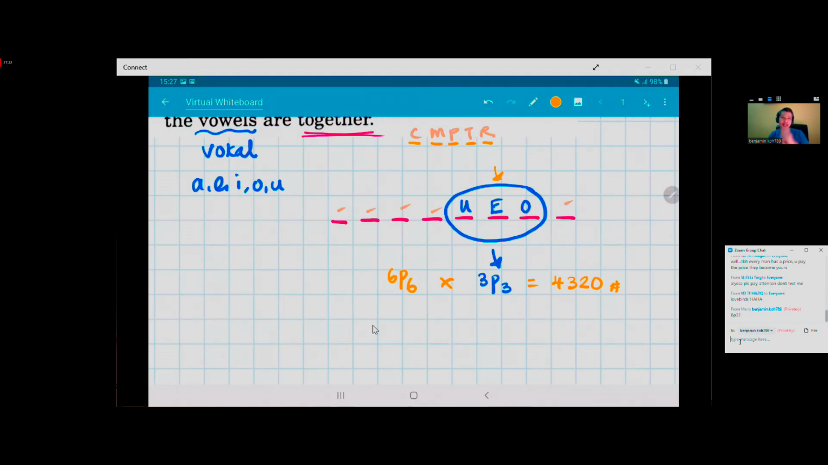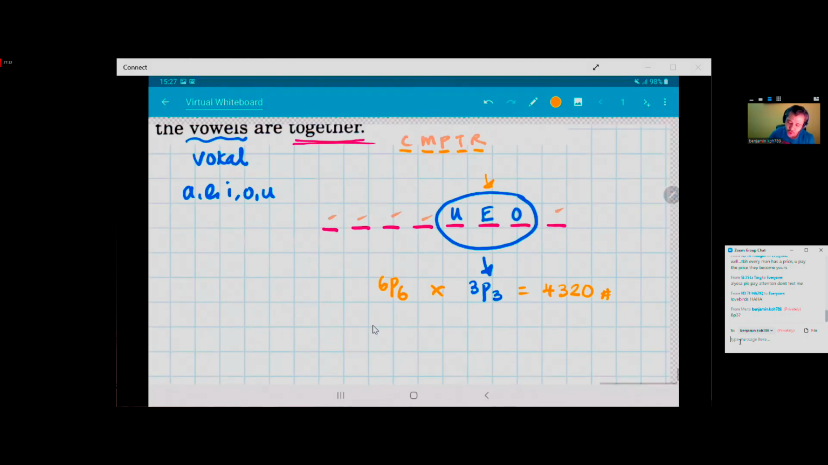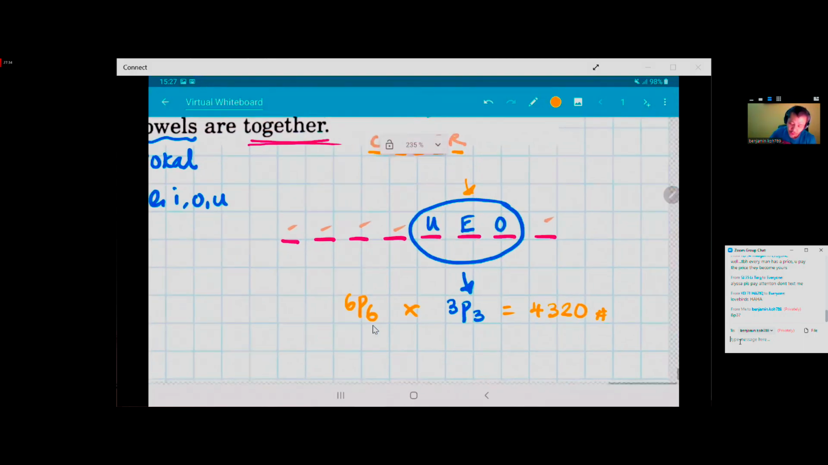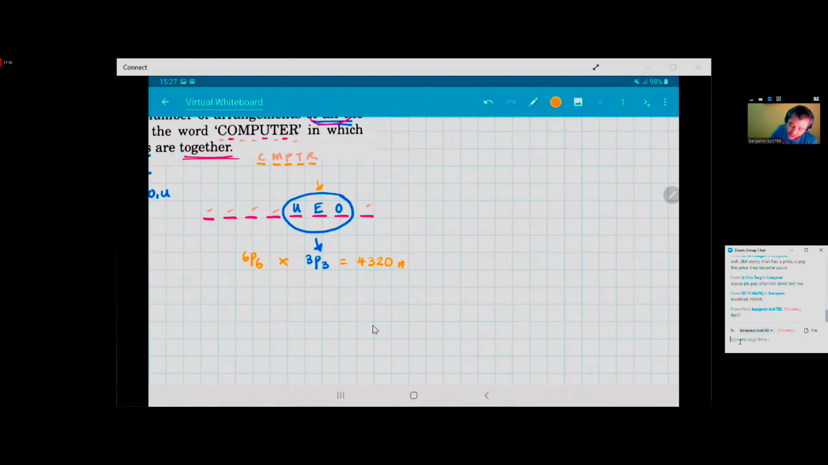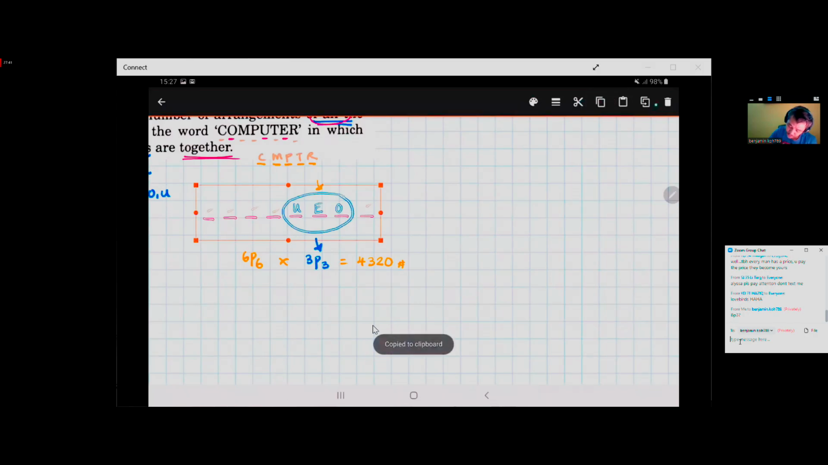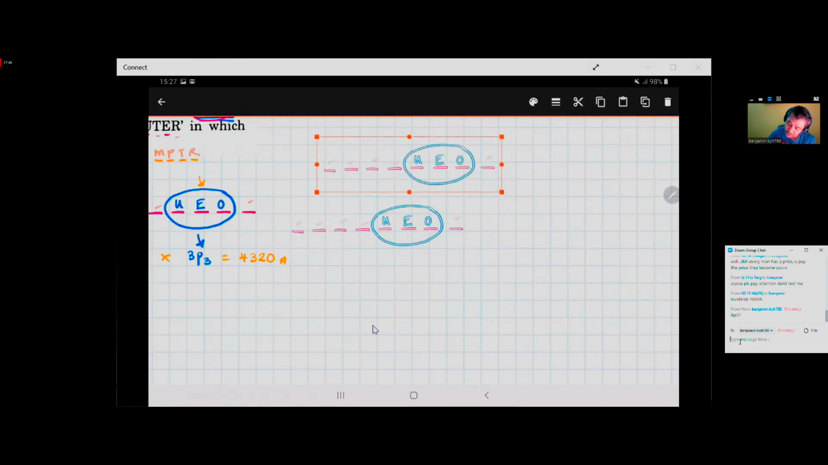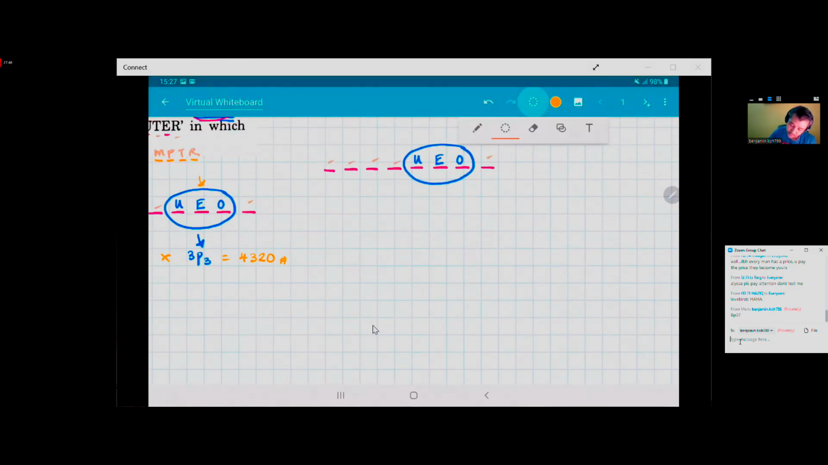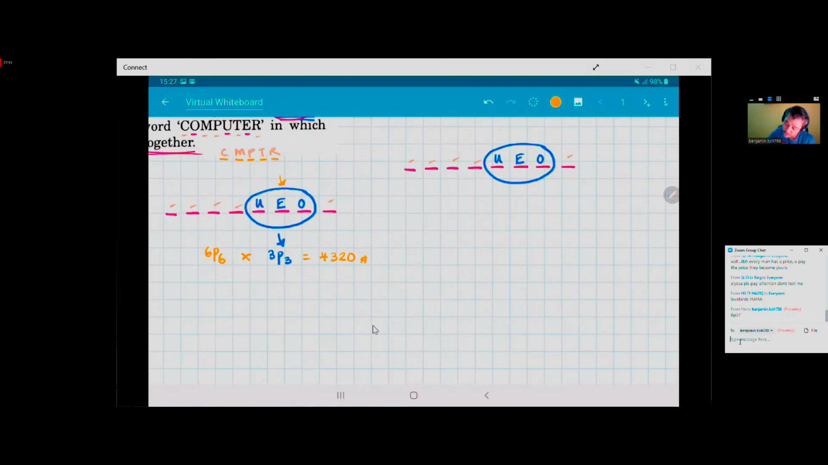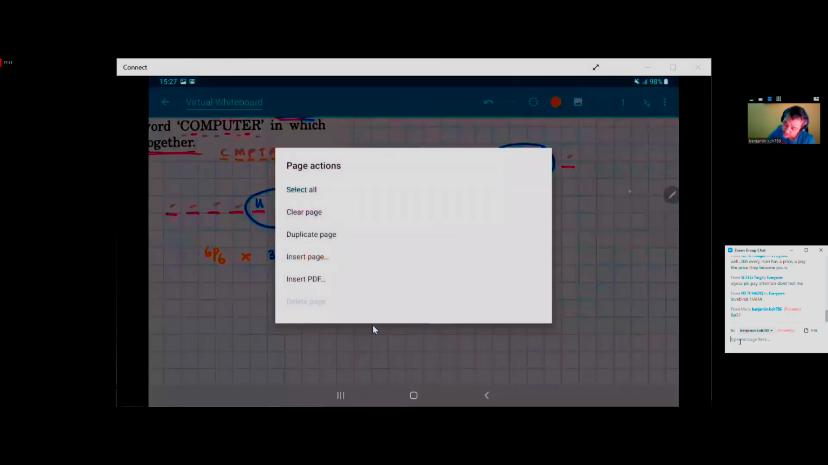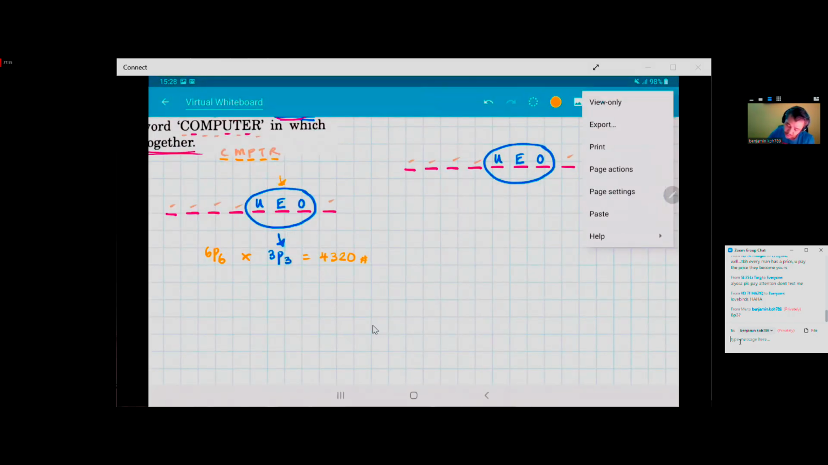Okay, let me explain. Maybe I'll modify the question here. So yang ni, the vowels are together. What does 6P6 mean? I repeat. Do you understand that, based on this assumption, I have made the assumption? For example here, I'm just going to make a few assumptions here.